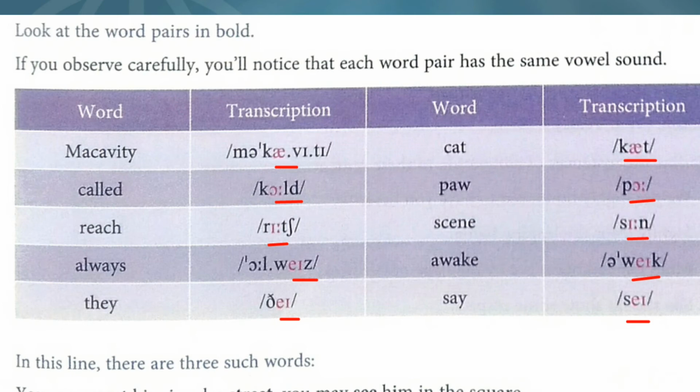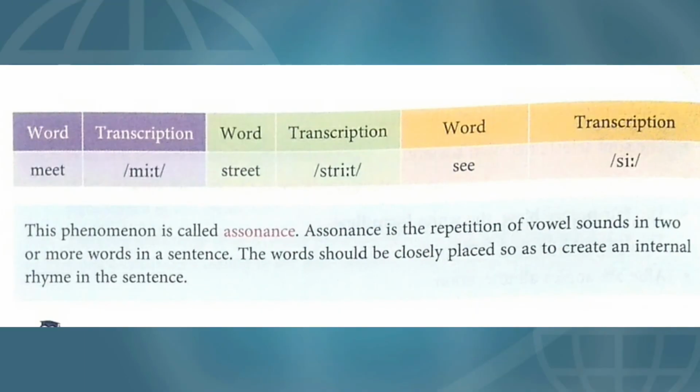The last pair is they and say. The same vowel sound which is in always and awake, the same diphthong is used here also. So from the tabular column, what is my conclusion? The same vowel sound is repeated in a line, in the middle and the end of the words. Look at three more examples here. One is meat, with its phonetic transcription also written here. Next one, street, and the next one is sea.